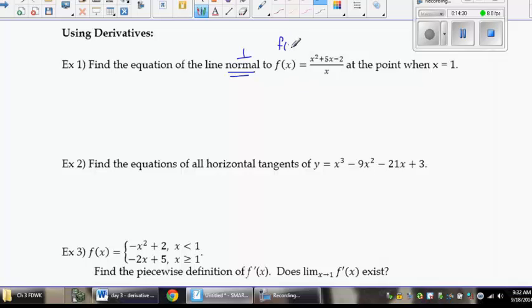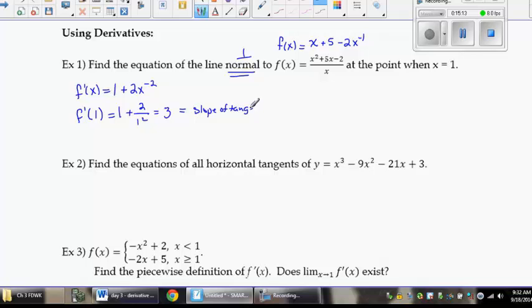So I'm going to rewrite f of x before I do anything else and rewrite it as x plus 5 minus 2x to the negative 1. Divide this by x, divide that by x, divide that by x, write it differently. This is way easier to differentiate than that. So if I want the equation of the line, I got to use the derivative. So f prime of x is going to be 1 plus 2x to the negative 2. I want the derivative at 1. So I want f prime of 1, which is going to be 1 plus 2 over 1 squared, which is 3. This is the slope of the tangent line.